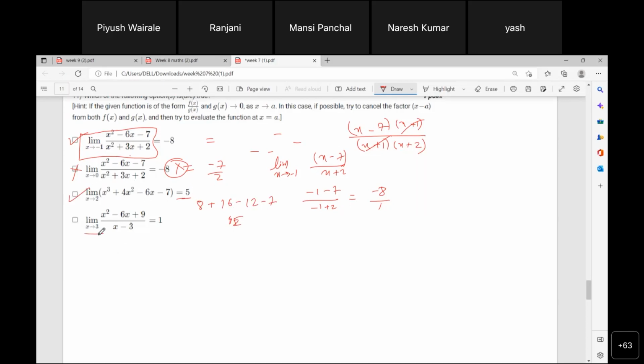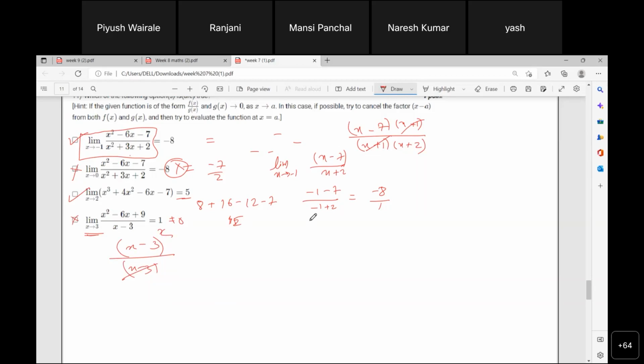Now let us check for this option. What is the factor for this? x minus 3, the whole square, right? It is x minus 3, so I can simply cancel this out. If I put x equals to 3, I will get 0, right? So this is not a correct option. So A and C are the correct options.